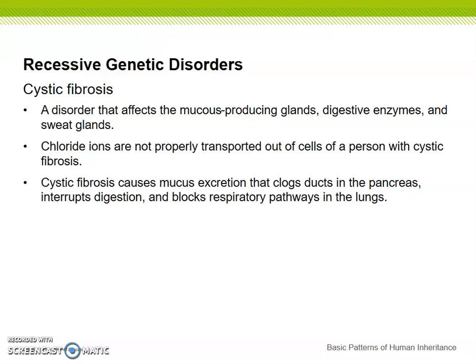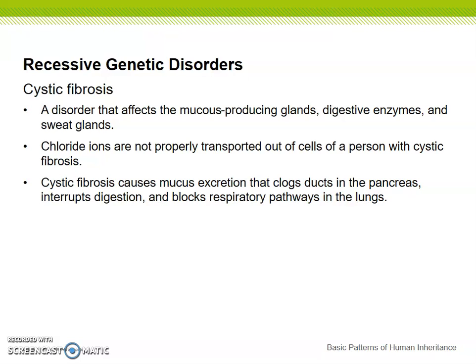Cystic fibrosis is a recessive genetic disorder. It affects the mucus-producing glands, digestive enzymes, and the sweat glands. This causes chloride ions to not be properly transported out of the cells of a person with cystic fibrosis, and basically they have too much mucus that they can't break down.